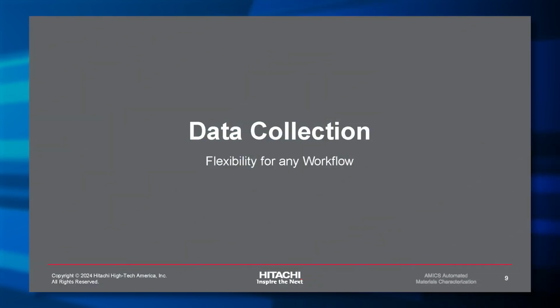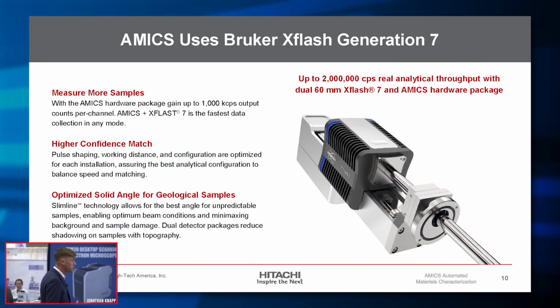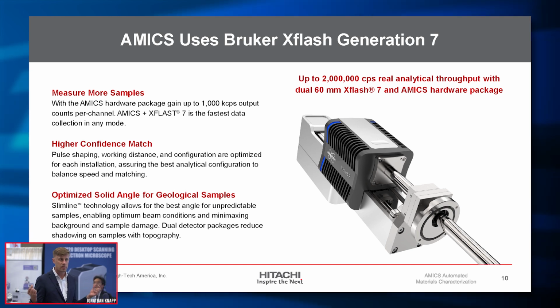So let's talk about data collection. First, we use the Bruker XFlash Gen 7 detectors. This is developed in collaboration with Bruker. And so we really are excited about the Gen 7 for a couple of reasons. One of the most important is that the slimline technology allows us to get a 60 millimeter EDS as close as possible to that sample, which maximizes our count throughput, so we can get the type of counts that we would normally get with a larger area detector while still having the resolution that we need for matching and have better matching.